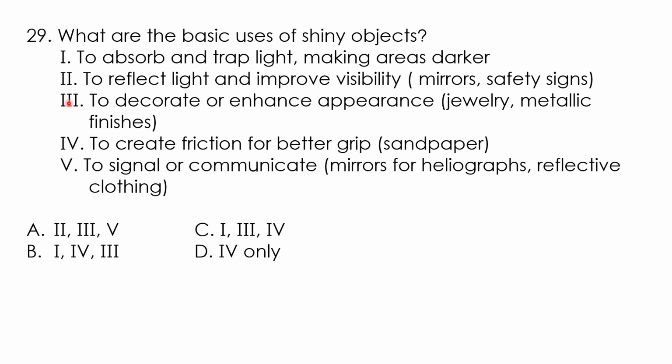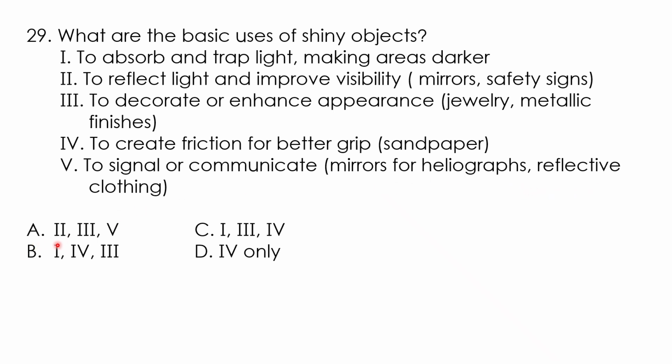Next, for number 29. What are the basic uses of shiny objects? 1. To absorb and trap light, making areas darker. 2. To reflect light and improve visibility, like mirrors and safety signs. 3. To decorate or enhance appearance, like jewelry and metallic finishes. 4. To create friction for better grip, like sandpaper. And 5. To signal or communicate, like mirrors for heliographs and reflective coating.